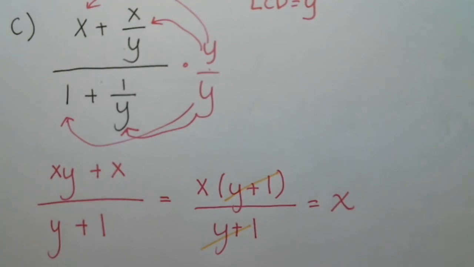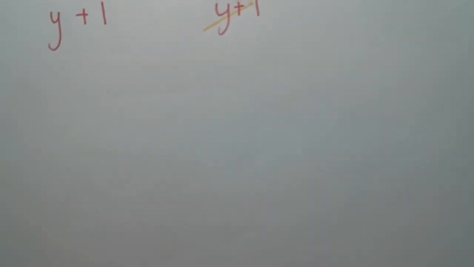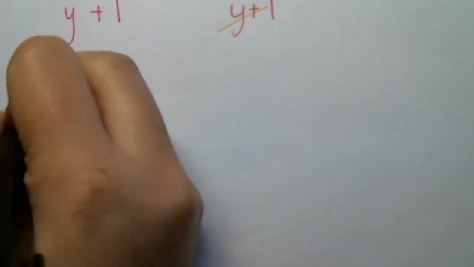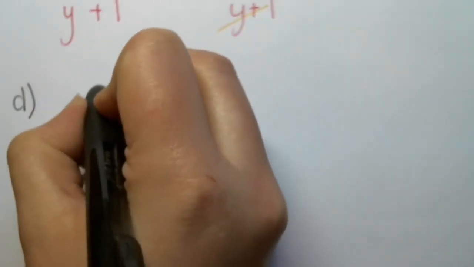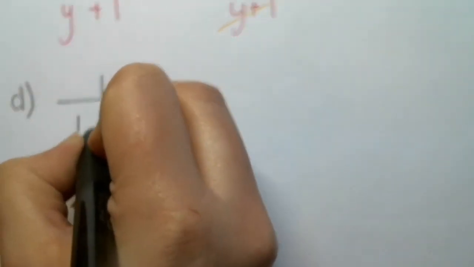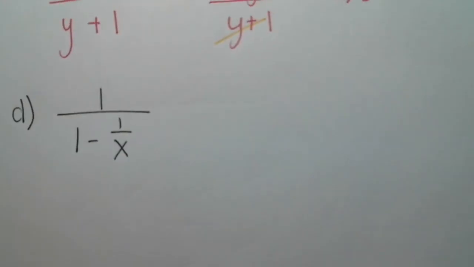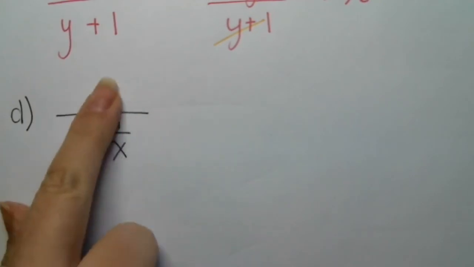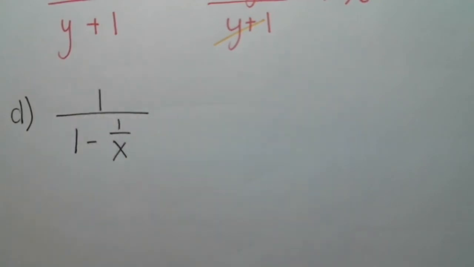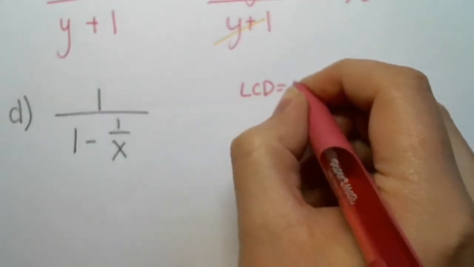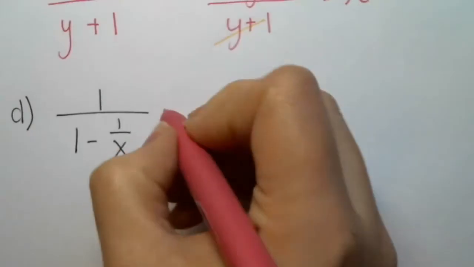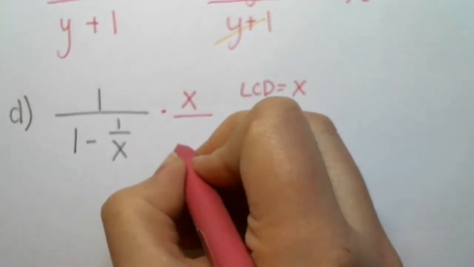Okay, let's do one more example of this because this is a pretty common type of example. This format where you have a constant over 1 minus x is something that you see a lot in applications. Because we only have one denominator, we can see that the LCD is just going to be x. So I'm going to be multiplying by x over x.